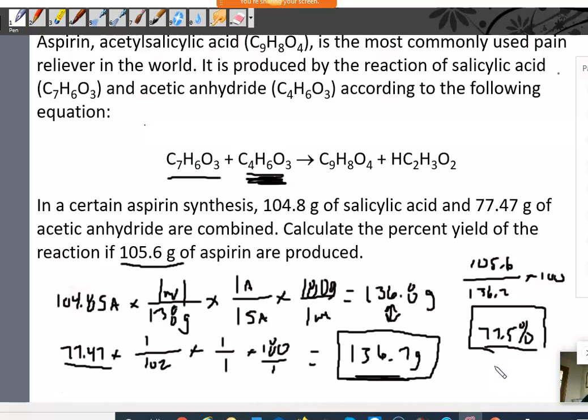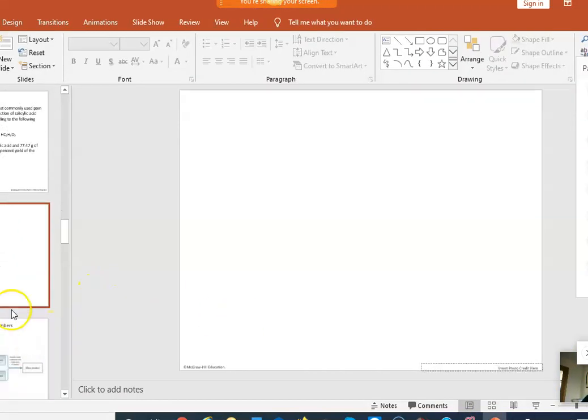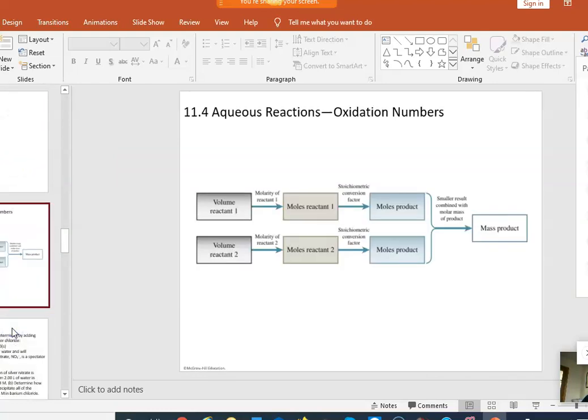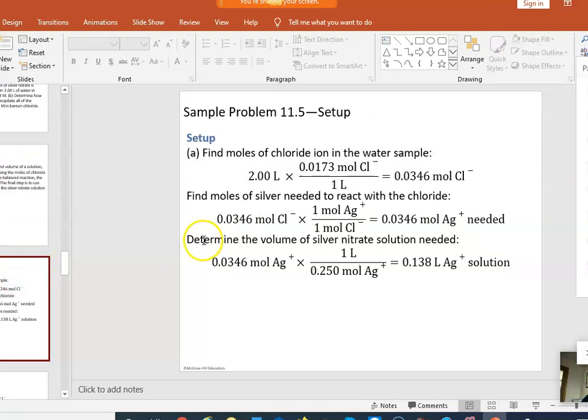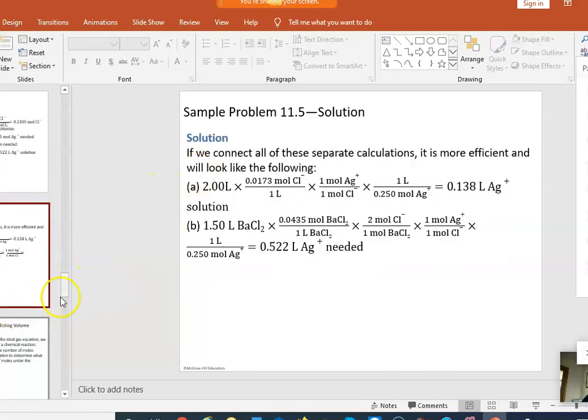Is that good? Everybody okay with this? I think I put a blank page here so that we can work on it together. Any other questions? No? Okay. I think we're gonna stop right there. I don't want to get too deep into this.